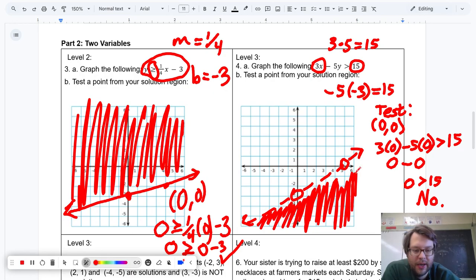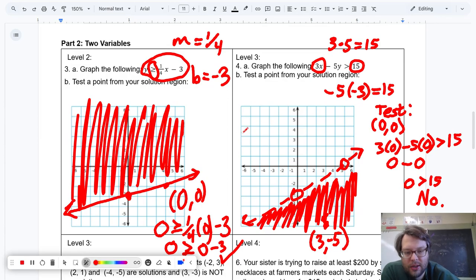We can test a point now that's in our solution region, like for example, the point 3, -5. That's like way down here. So 3, -5. Let's try that one out.